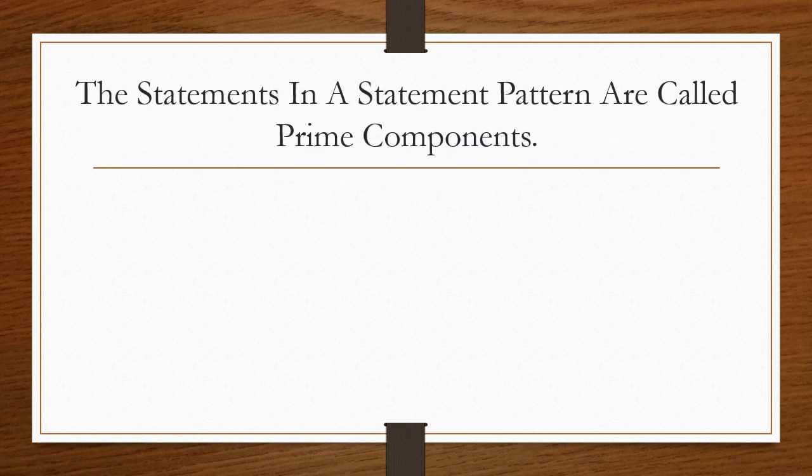Now let's see how we can categorize statement patterns into three types. Before that, the statements in a statement pattern are called prime components. A statement pattern is a combination of statement letters and connectives, and the statements which are part of this statement pattern are called prime components, because their truth values will affect the truth value of the statement pattern. Now let's see what the three types of statement patterns are.